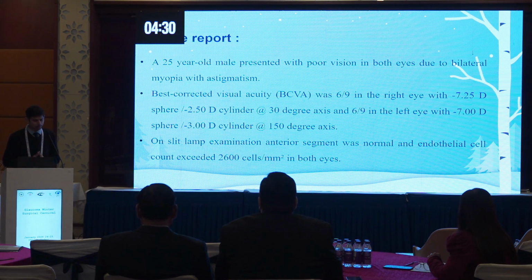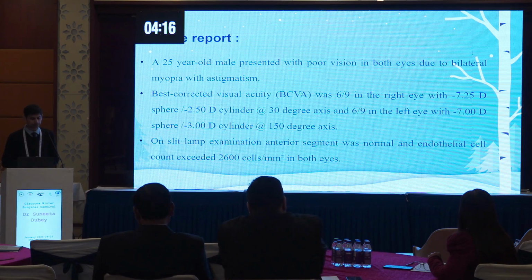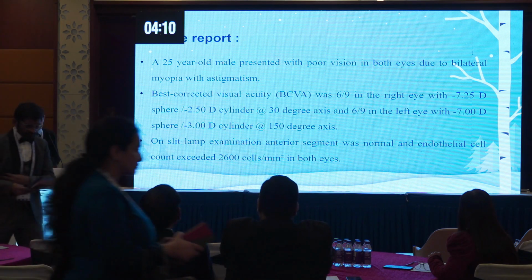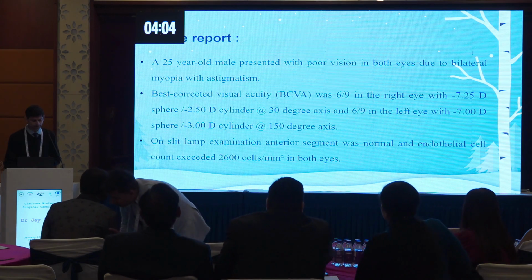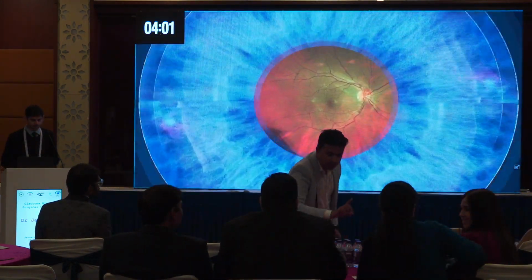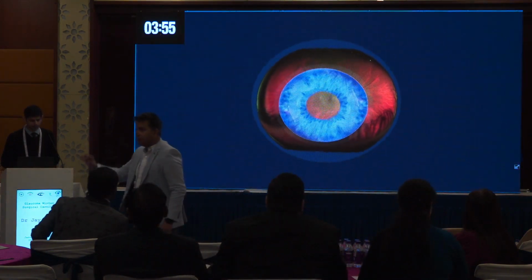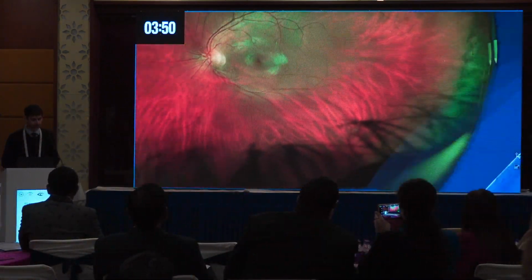A 25-year-old male presented with poor vision in both eyes due to bilateral myopia with astigmatism. Best corrected visual acuity was 6/9 in the right eye with minus 7.25 diopter sphere, minus 2.5 diopter cylinder at 30-degree axis, and 6/9 in the left eye with minus 7 diopter sphere, minus 3 diopter cylinder at 150-degree axis. On slit lamp examination, the anterior segment was normal and endothelial cell counts exceeded 2600 cells per millimeter square in both eyes. On fundus examination, the right eye disc and macula were normal, and the periphery was within normal limits. In the left eye, the disc and macula were normal, and the periphery also seemed to be within normal limits.